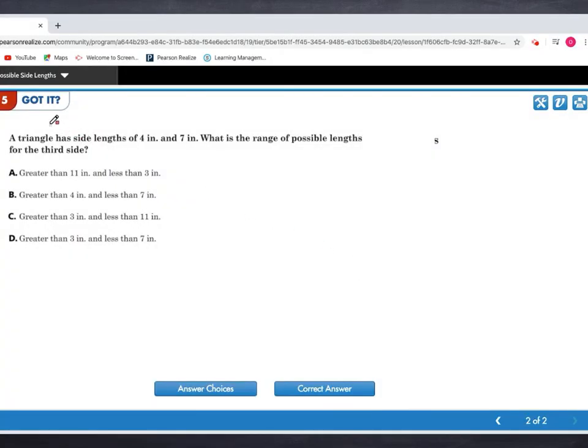Okay, so let's answer Got It 5. A triangle has side lengths of 4 inches and 7 inches. What is the range of possible lengths for the third side? So this is our triangle. This is 4, 7, and this is x. We need to find the range of the possible lengths for the third side. So it must satisfy the triangle inequality theorem stating that the sum of any 2 sides of the triangle must be greater than the third side.